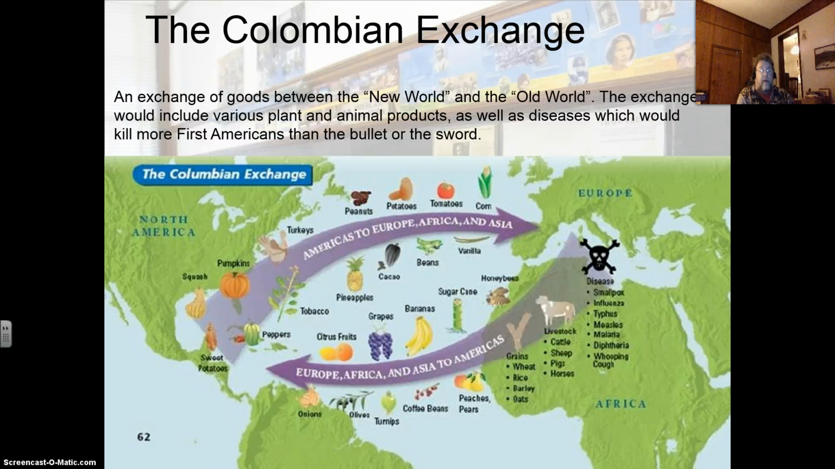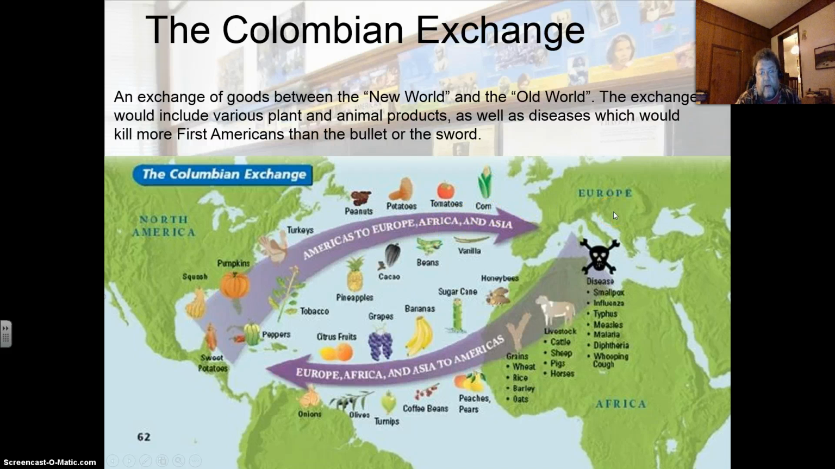Another phenomenon during this time was called the Columbian Exchange, named after Columbus, of course. This is an exchange of plant and animal products, as well as some diseases that were brought from one continent to another. They had a terrible effect on the first Americans. In this diagram, you can see squash, pumpkins, turkeys, peanuts, potatoes, tomatoes, and corn, as well as chocolate coming from the New World.